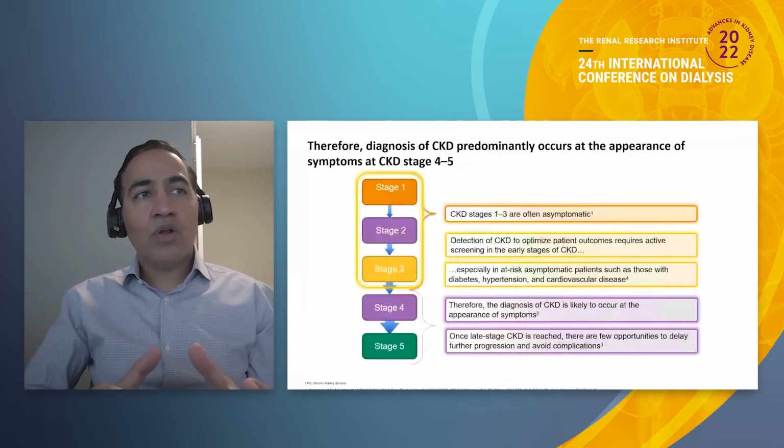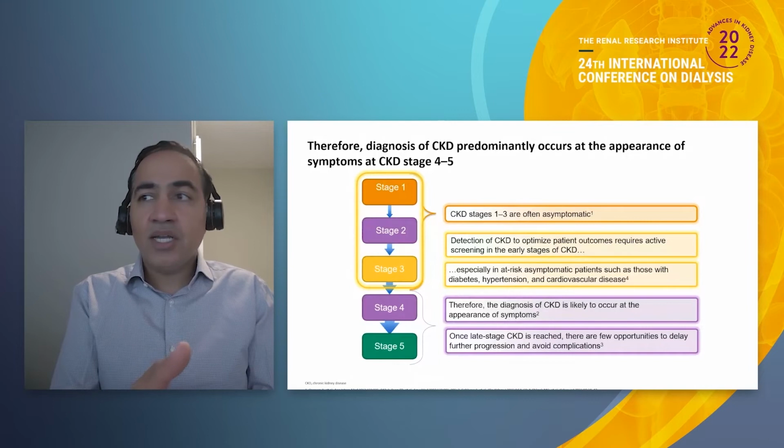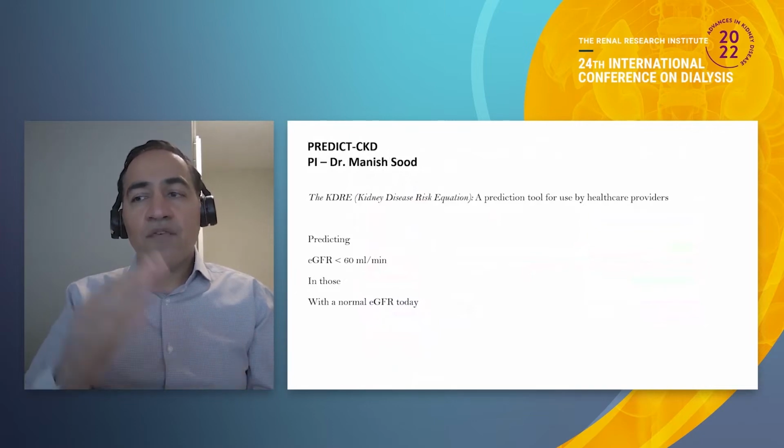To summarize this all on one slide, CKD stage 1 to 3 are often asymptomatic, and detection requires active screening for high-risk patients at early stages of CKD, especially those with diabetes, hypertension, and cardiac disease. Diagnosis typically occurs when symptoms arise, and once you get to that late stage, there's very few opportunities to delay and prevent progression. So let's start with every piece of the puzzle.